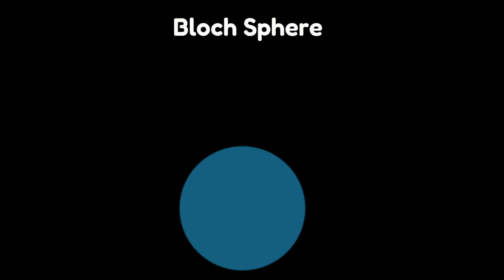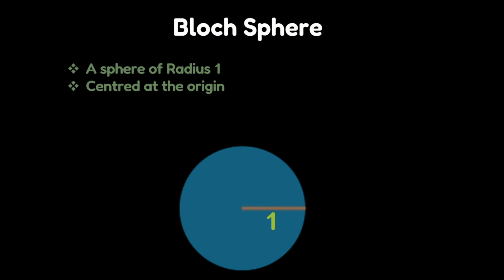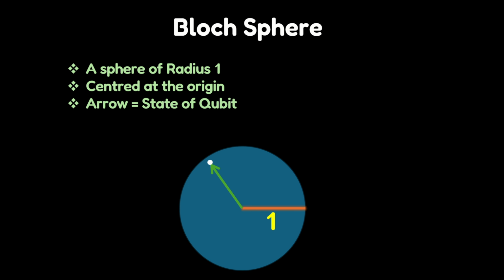The Bloch sphere is a sphere of radius 1 with its center at the origin. We imagine an arrow starting from the center and pointing to the surface of the sphere. The arrow represents the state of the qubit. This is not the actual electron or photon. This is a mathematical picture that helps our brain visualize the quantum states.